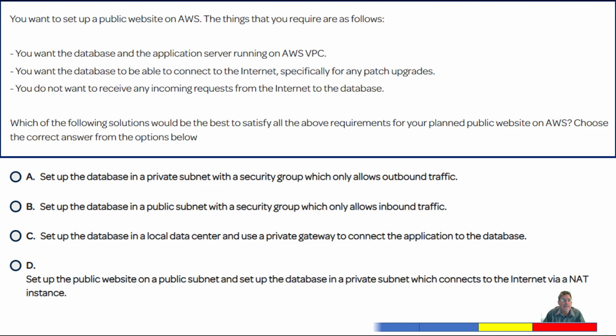C, local data center, private gateway to connect to the application. And I'm not sure why you would go and have a database somewhere else. I think you take a guess. I know what I'd guess, and that's D. Okay, let's keep moving.